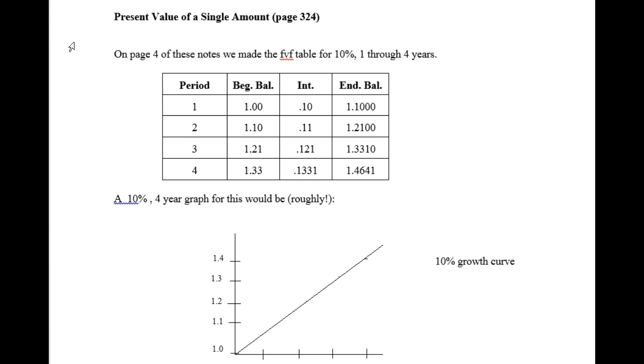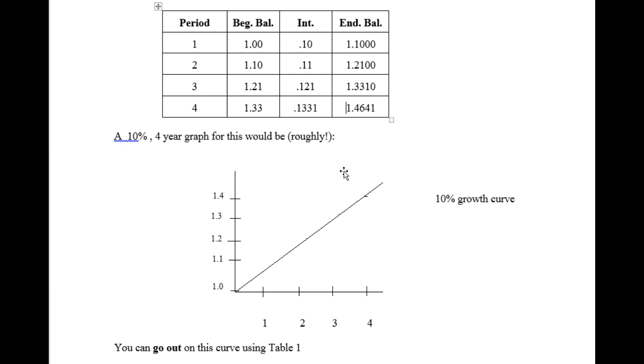On page 4 of these notes, I made a future value interest factor of how $1 would grow at 10% for 4 years. And I grew it by 10%, as you can see, and it ended up growing to be 1.4641. We all remember that. It was lovely. If you were to chart this, and only roughly, because it was really hard to make this chart, that $1 would, over 4 years, grow on a 10% growth curve. And that's what a future value chart does.